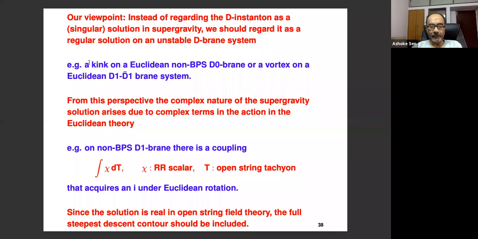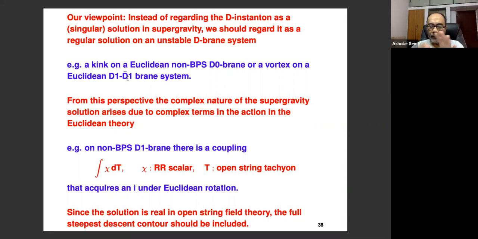So here is an example. We can take, for example, a Euclidean non-BPS D0 brane, which is one-dimensional in Euclidean space. You can think of a D-instanton as just a regular kink on a Euclidean non-BPS D0 brane. It has a tachyon, which you can think of as interpolating between one vacuum and another, and it's just a regular kink solution. Or if you take a Euclidean D1-D1-bar system, you can think of this D-instanton as a vortex, again a non-singular vortex solution in this system.